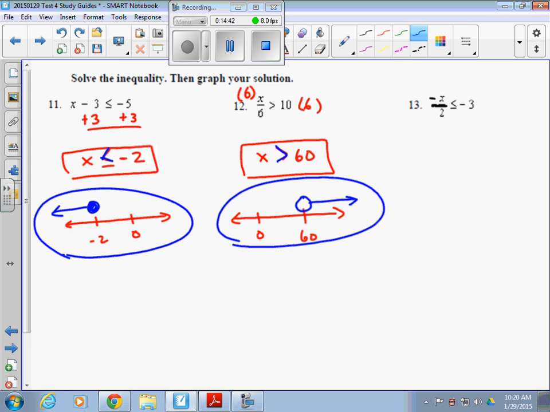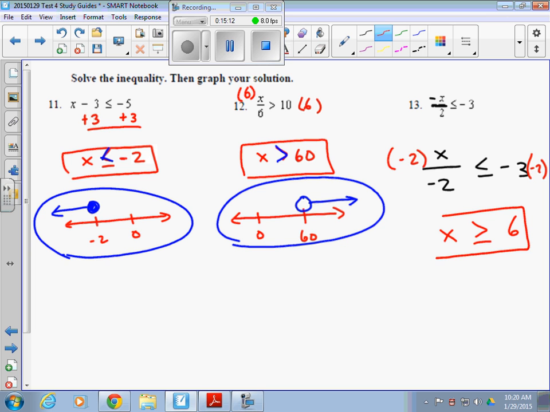Negative x over 2 is less than or equal to negative 3. Remember, it's easier in this case to count your -2 at the bottom. It'll save you an entire step at the end. So that says x divided by -2. Cancel that out by multiplying by -2. If you do it there, do it to the right side. -3 times -2 is +6. X is left by itself on the left. We multiplied by a negative number. You have to reverse the inequality to say greater than or equal to 6.